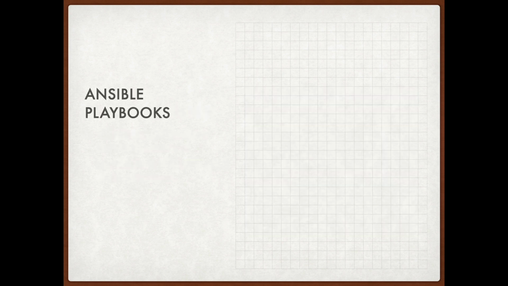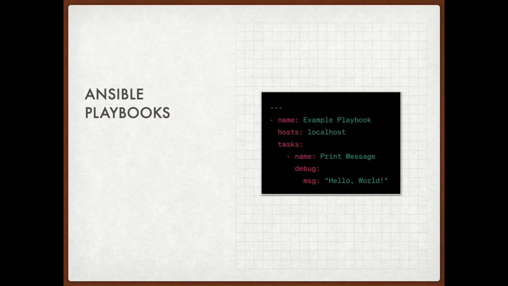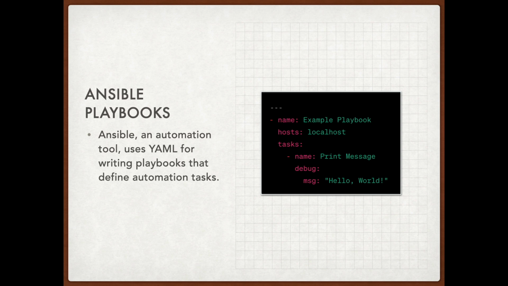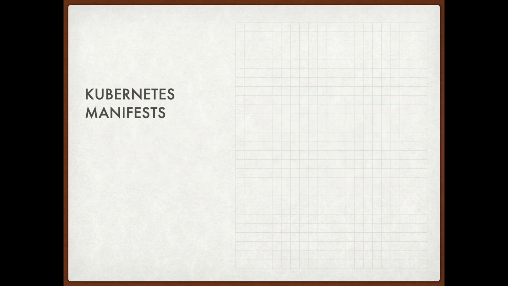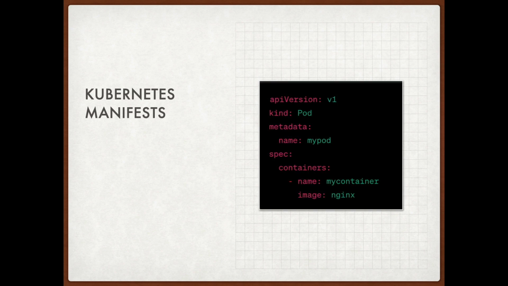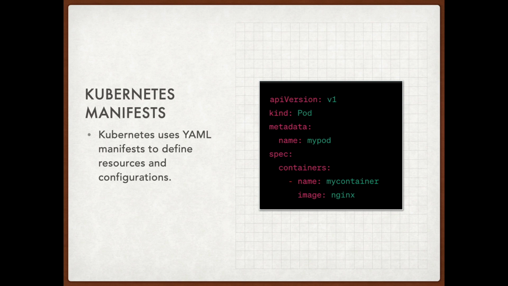Ansible playbooks. Ansible, an automation tool, uses YAML for writing playbooks that define automation tasks. Kubernetes manifests. Kubernetes uses YAML manifests to define resources and configurations.